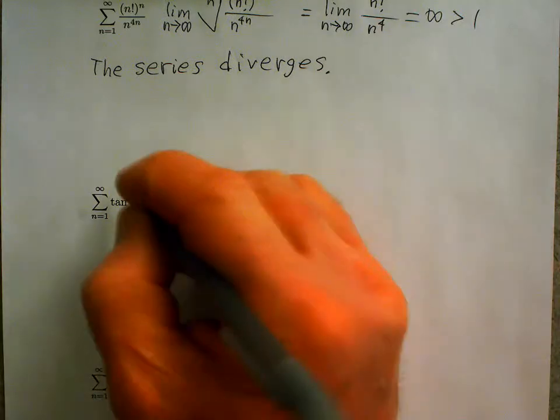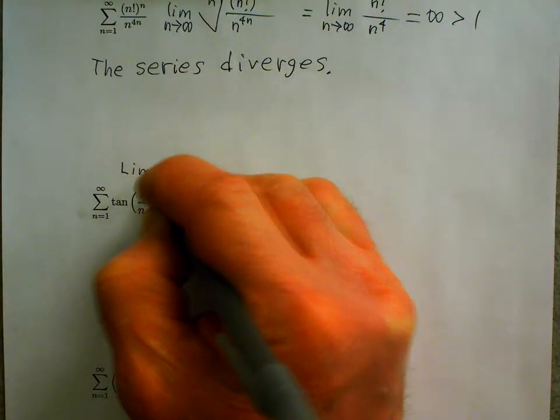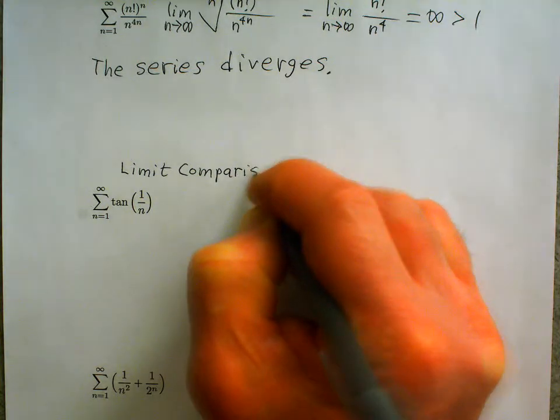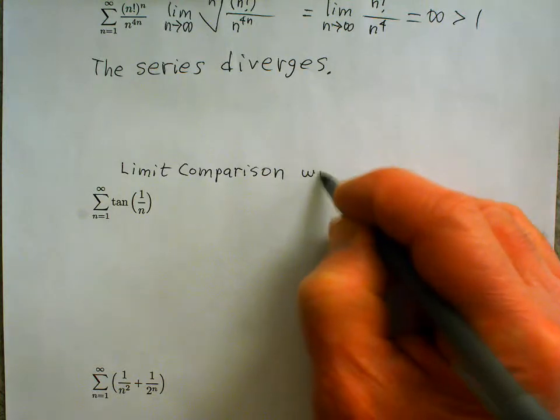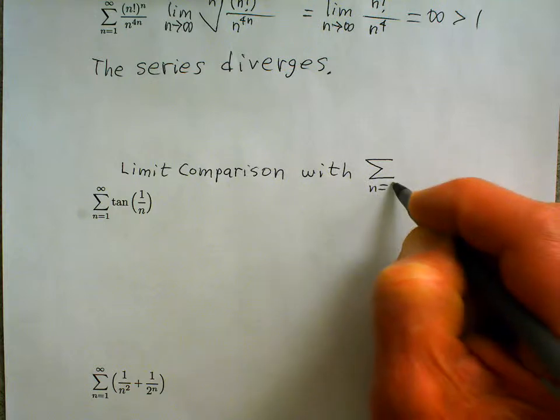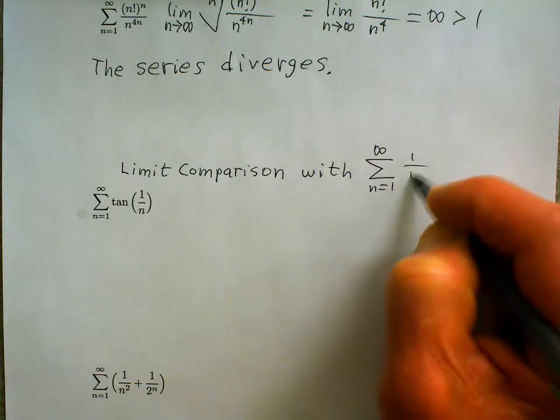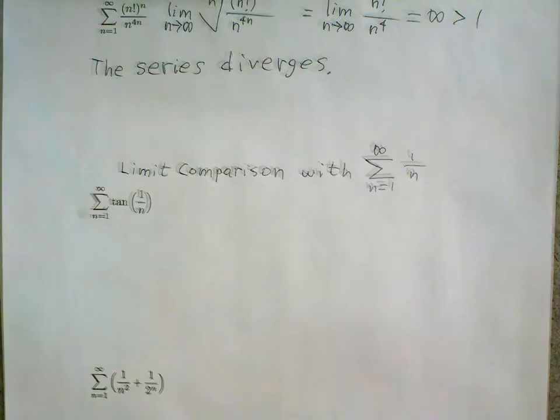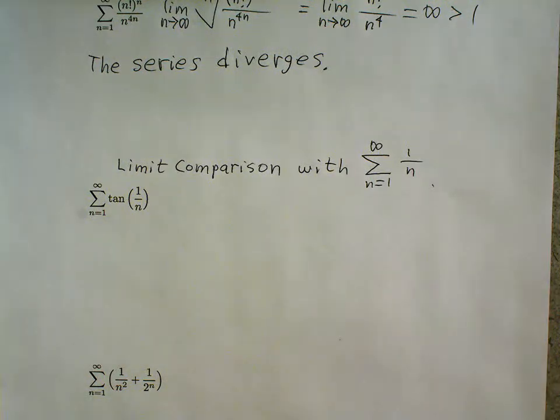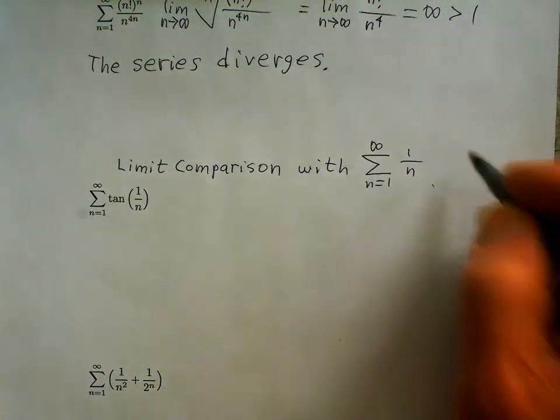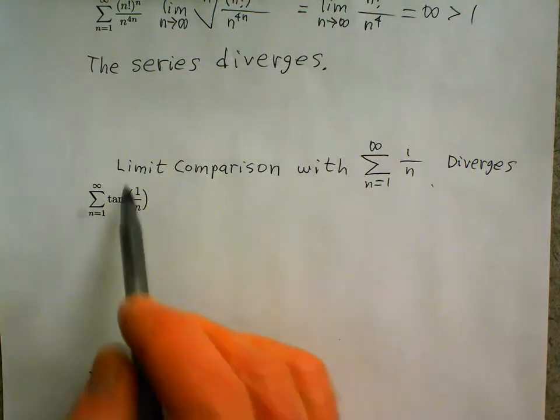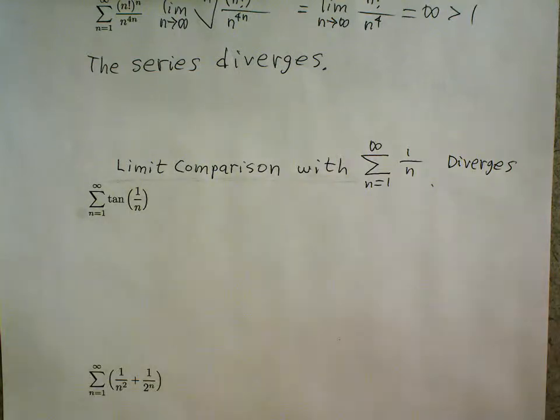I'm going to use the limit comparison with the harmonic series. So what do we know about the harmonic series? It diverges. And remember the limit comparison test?